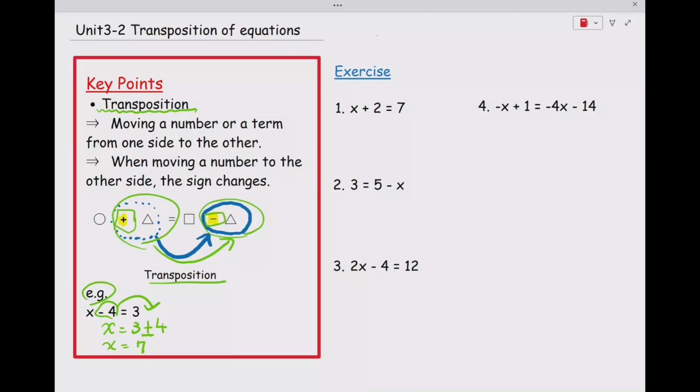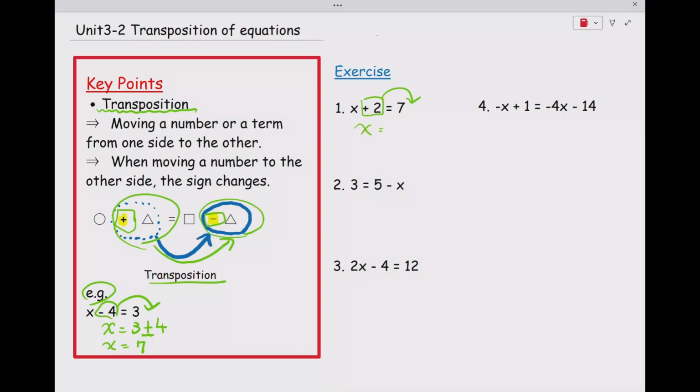Question number 1. x plus 2 equals 7. First, let's move the terms in the way so that we collect the letter terms on one side and the number-only terms on the other side, and create the format of x equals something. In this case, if we move plus 2 to the right side, the left side would be just x and the right side would be the number-only terms.